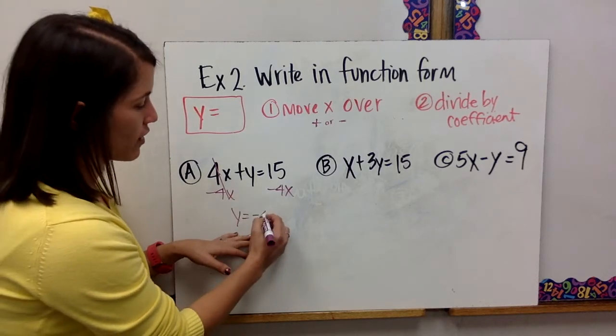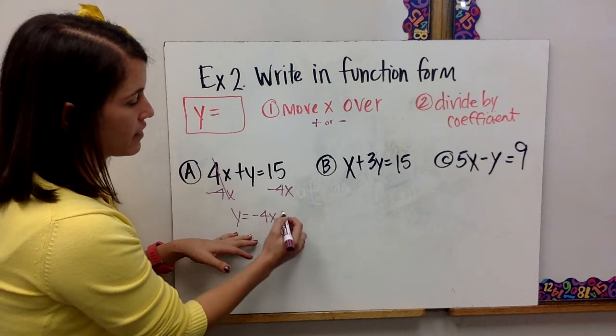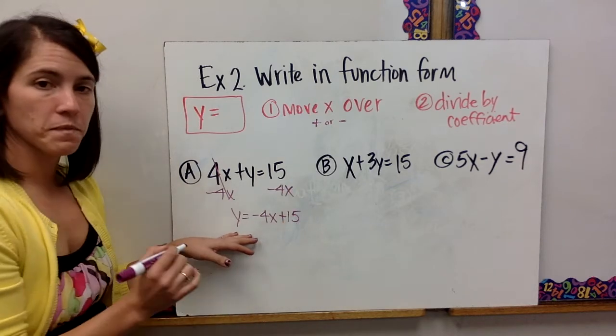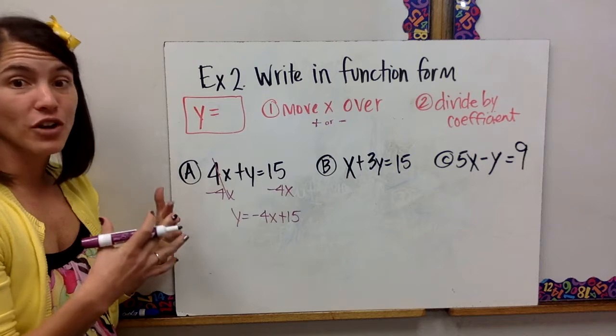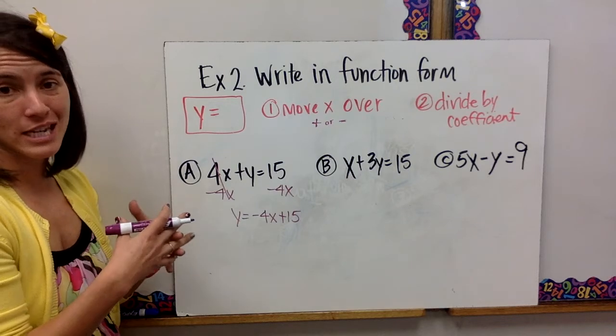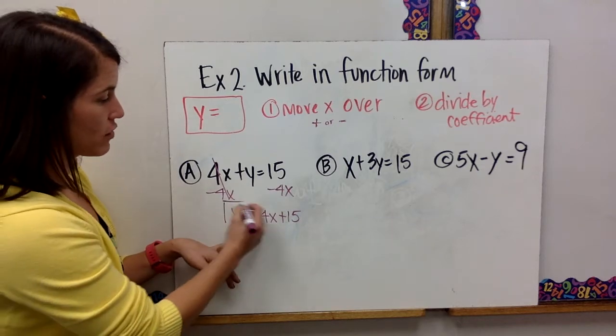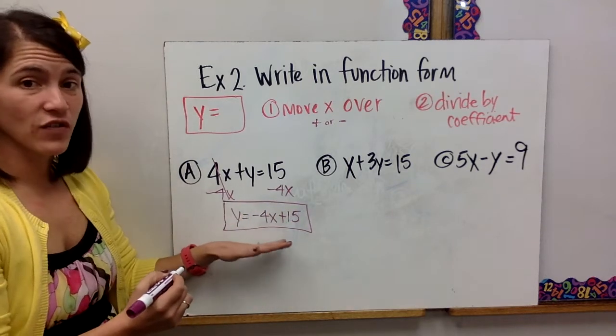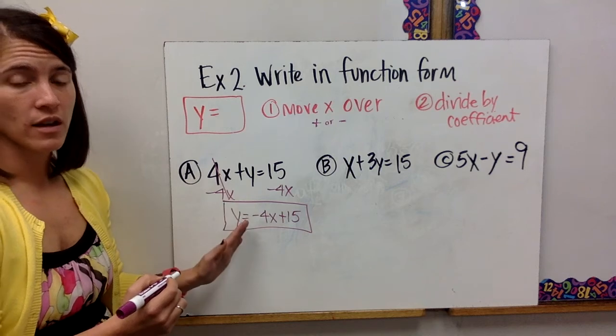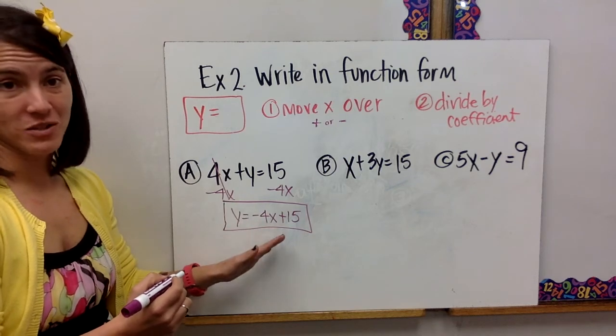This is a negative 4x, and then that is a positive 15. You cannot combine them because they are not like terms. You cannot put them together and get 11 because they're not like terms. And this would be your final answer. That is function form. y equals negative 4x plus 15. That's what we're aiming for.